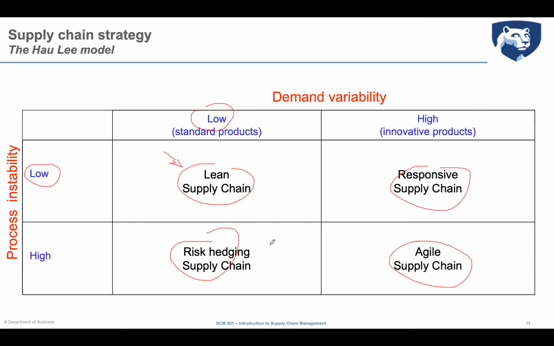we have a rescheduling supply chain. In contexts characterized by both high variability in the demand, so an innovative product, and high process instability, we have what we call agile supply chain. Now, we're going to analyze each of these models, try to understand its characteristics and how the supply chain looks when they follow this type of model.